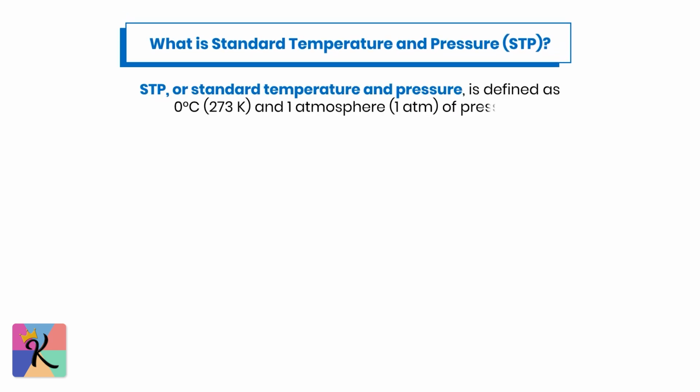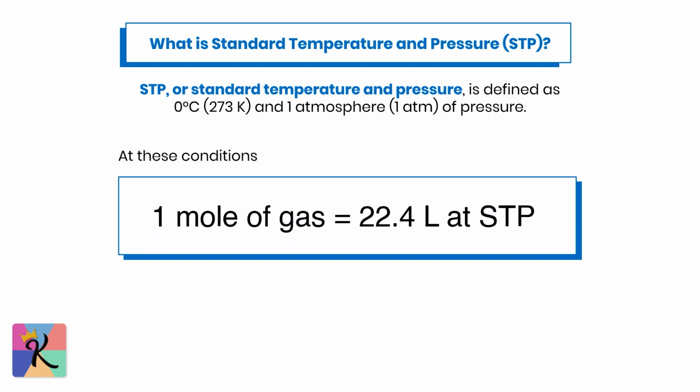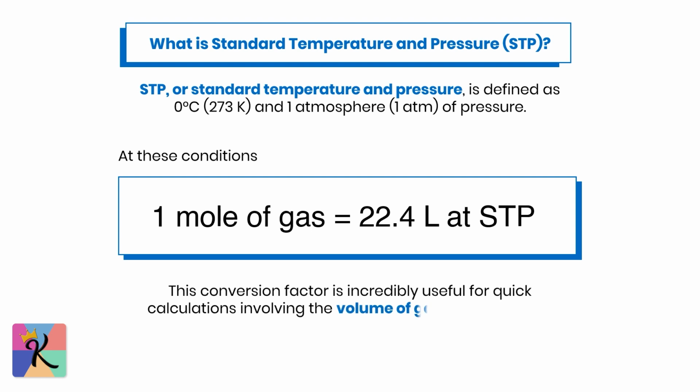STP, or standard temperature and pressure, is defined as 0 degrees C, 273 K, and 1 atmosphere, or 1 atm, of pressure. At these conditions, 1 mole of an ideal gas occupies 22.4 liters. This conversion factor is incredibly useful for quick calculations involving the volume of gases in reactions. It lets you easily switch between moles and volume when working at STP.